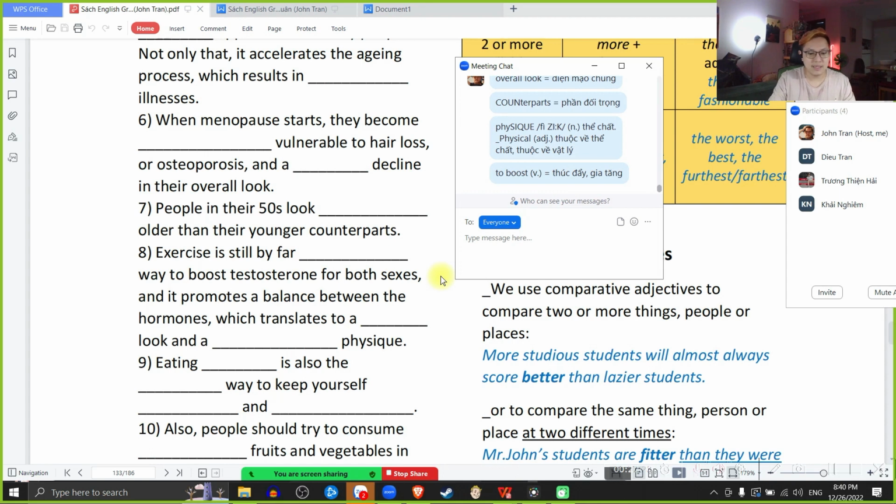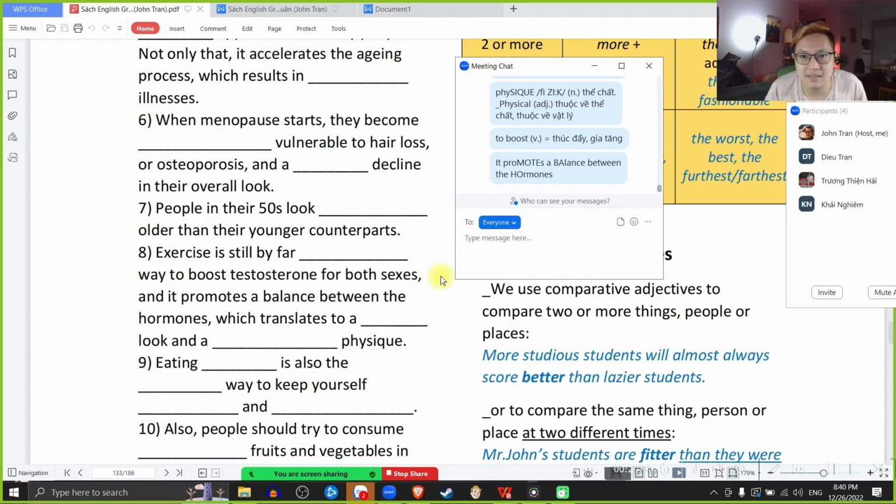And it promotes a balance between the hormones. Nó ủng hộ cái sự cân bằng giữa các hormone với nhau. Hoặc là nó gây ra, nó góp phần gây ra sự cân bằng giữa các hormones với nhau. Mà nó translate to, nó tương đồng với chuyện, và nó có nghĩa là một cái ngoại hình, cái look gì đó, và một cái thể chất physique như thế nào đó.